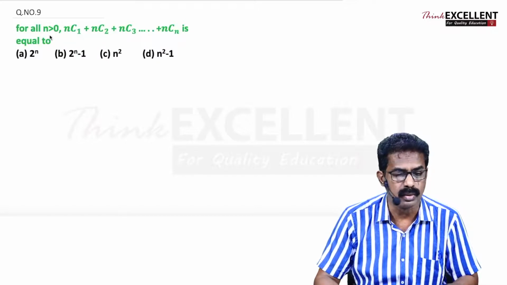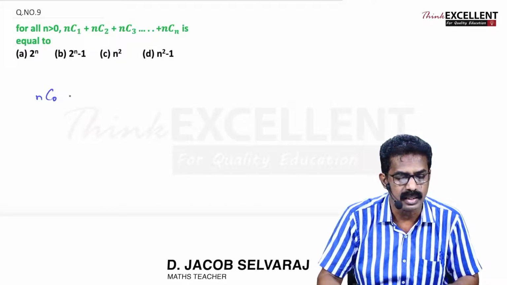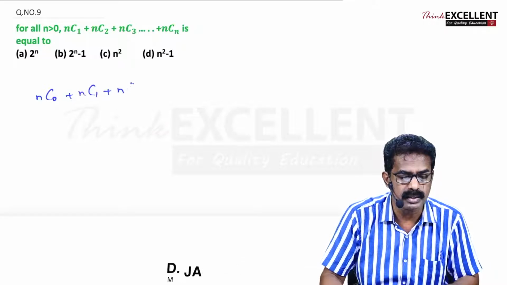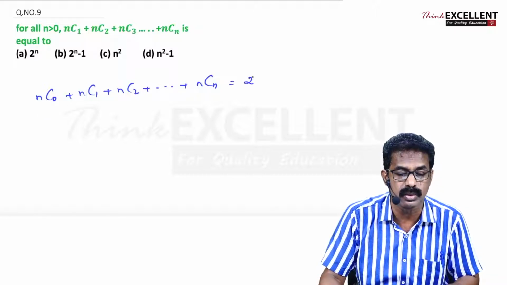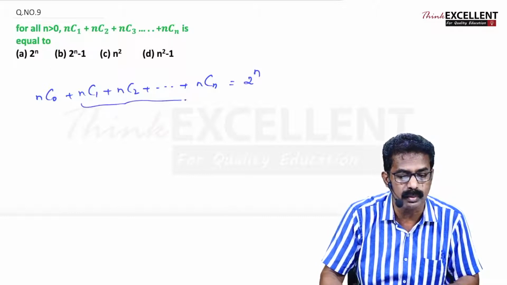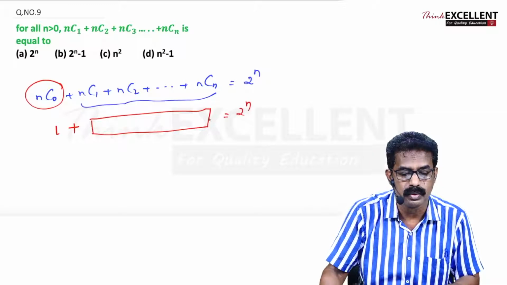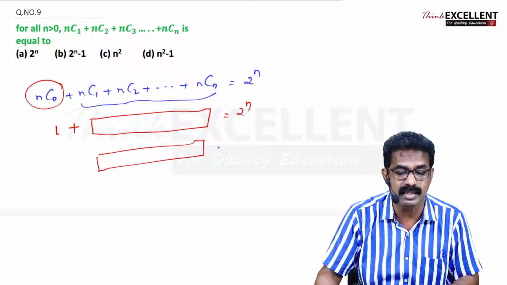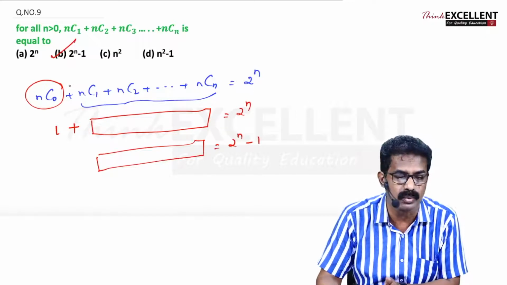Now question number 9. For all n greater than 0, NC1 plus NC2 plus NC3 plus etc. plus NCn. These are all binomial coefficients, but actually binomial coefficients start with NC0, right? NC0 plus NC1 plus NC2 plus etc. plus NCn, the sum of the binomial coefficients is equal to 2 raised to n. But here one term is missing. Which term is missing? They are starting from NC1 only. So NC0 is missing. What is NC0? It is 1. 1 plus this part is equal to 2 raised to n. We want this part, right? So take this 1 to that side: 2 raised to n minus 1. So be very careful in this one. If they start with NC0, then your answer is 2 raised to n.